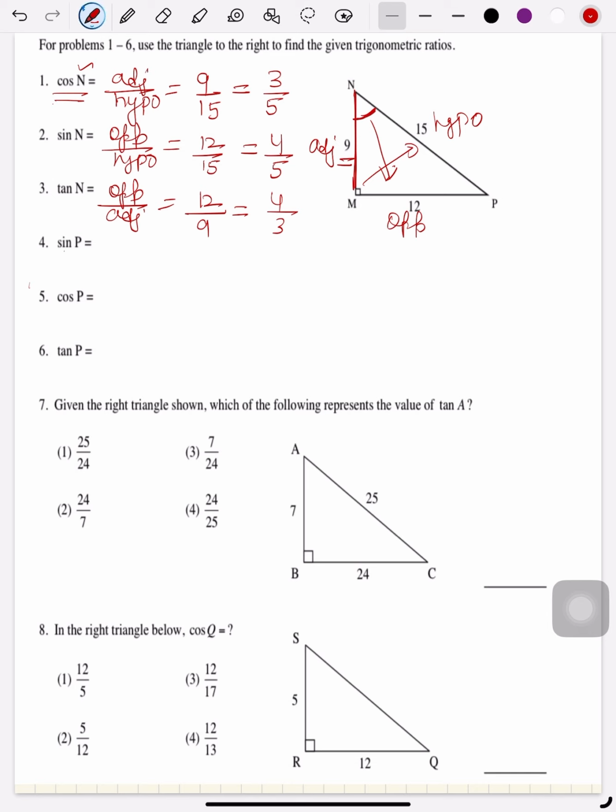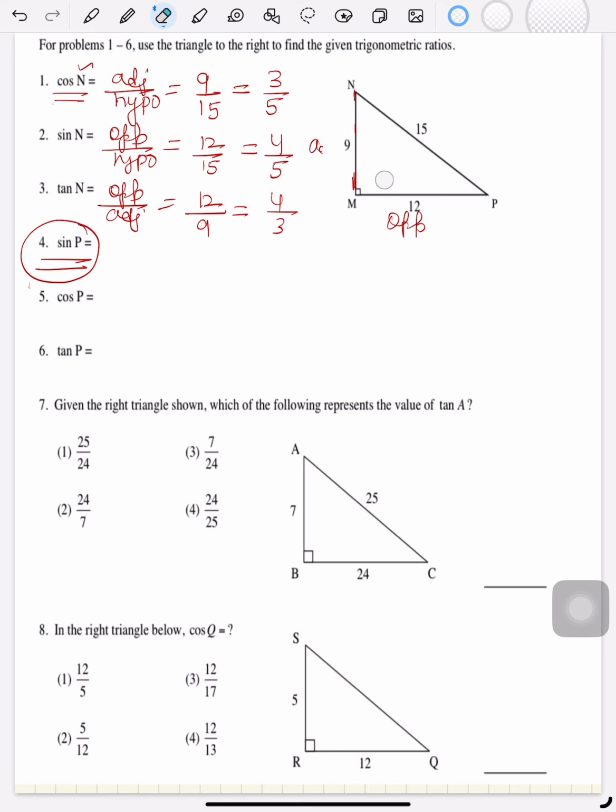Okay. Sin P we gave it. The question number 4 is sin P. That was right now, your acute angle is not N. It's P. So your opposite and adjacent have changed now. So this is acute angle P now.